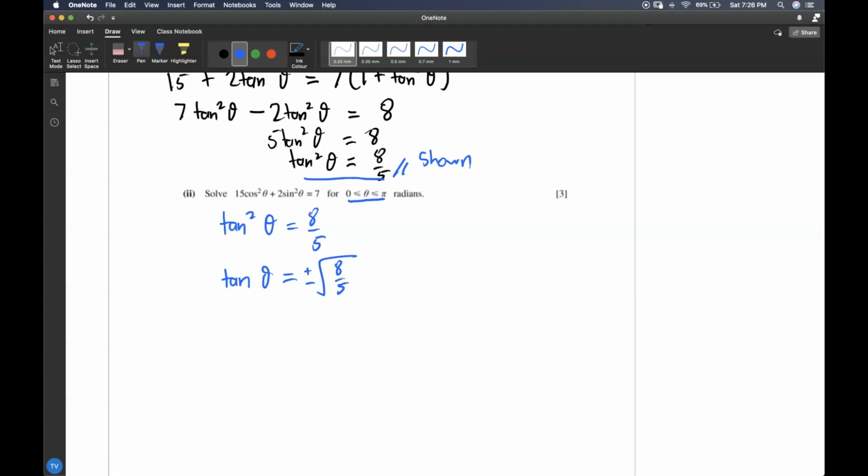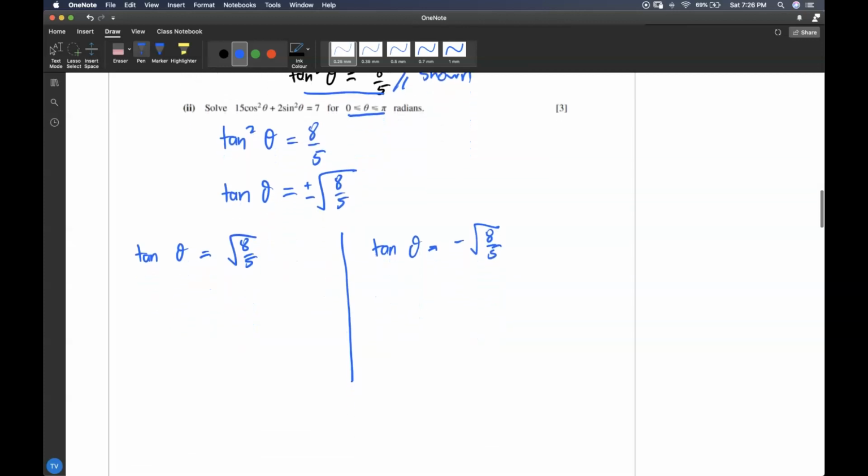We're going to work with the plus and minus, so I'm going to subdivide this into two parts. On the left side I'm going to use a positive value, and on the right side I'm going to use a negative value. Hope you're following up until here.